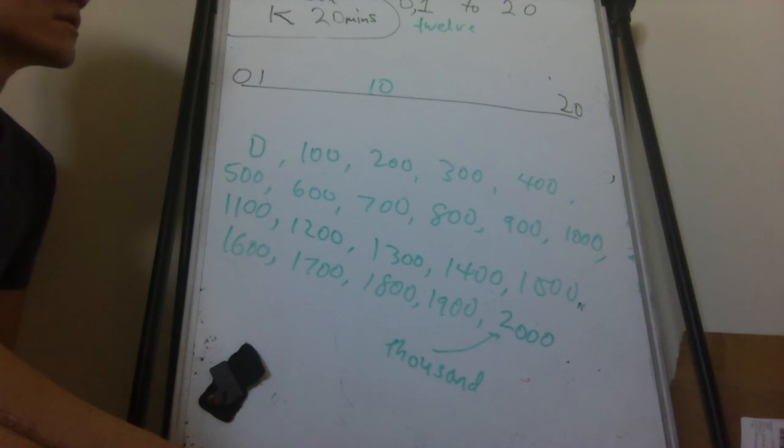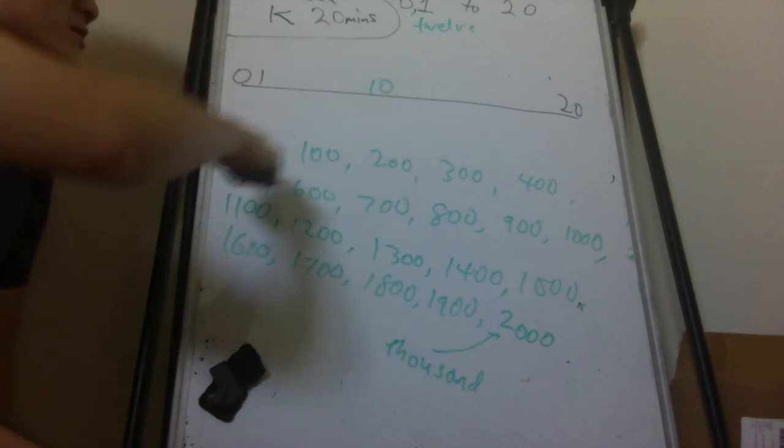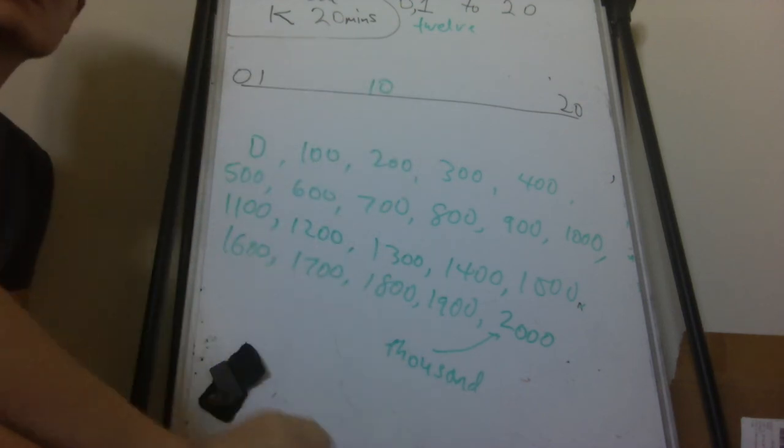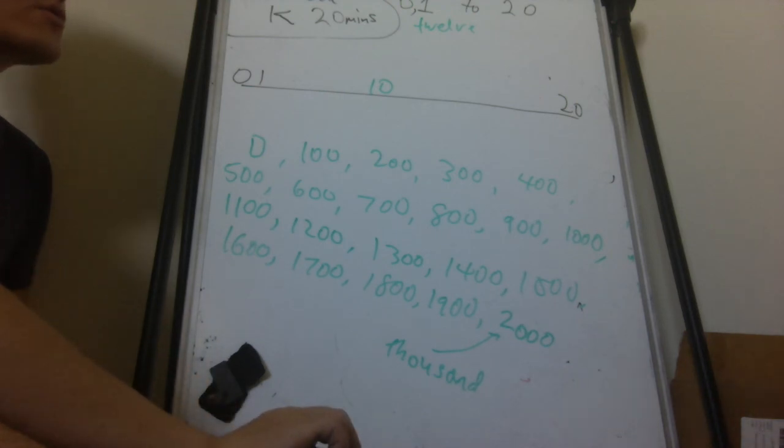But basically counting from 1 to 20 shouldn't be underestimated, right? There's lots of things you can do counting from 1 to 20. If you can count 1 to 20, you can actually count from 0 to 2000 in hundreds, okay?